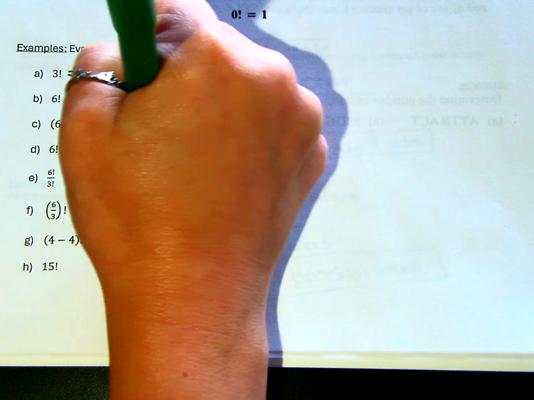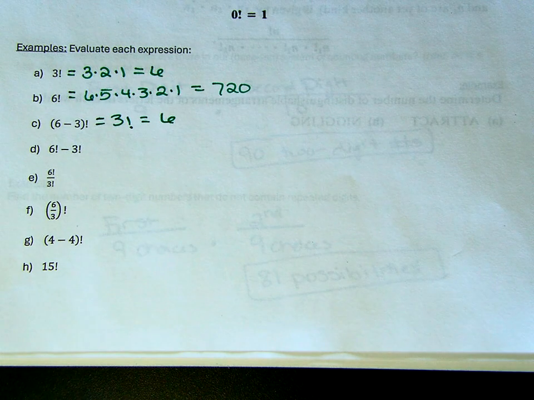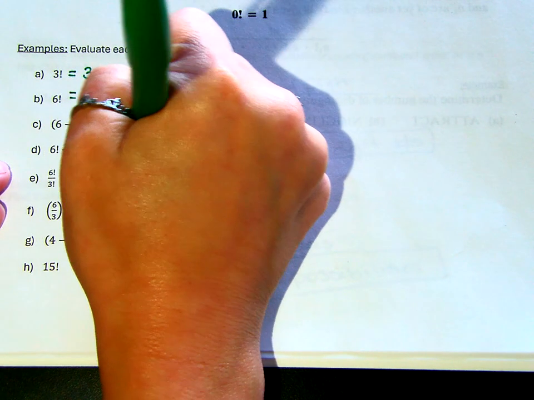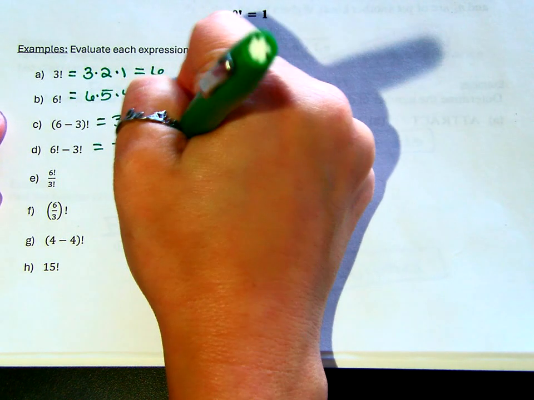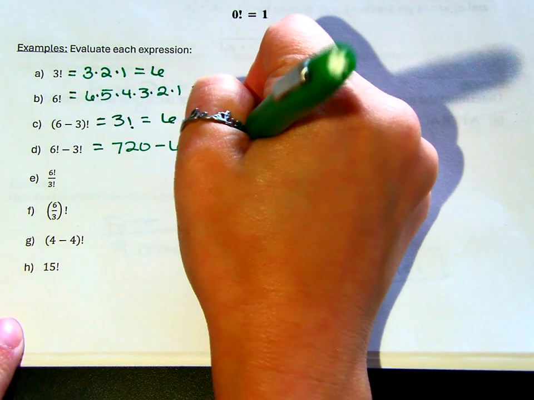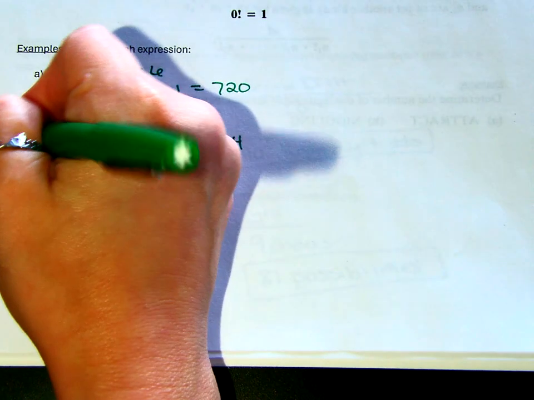Now, when I have 6 factorial minus 3 factorial, that's totally different. Because we've seen on B, 6 factorial is 720. 3 factorial is 6. So I'm taking 720 minus 6. That's 714. These are very, very different. So parentheses matter. Where our factorial is matters a lot.